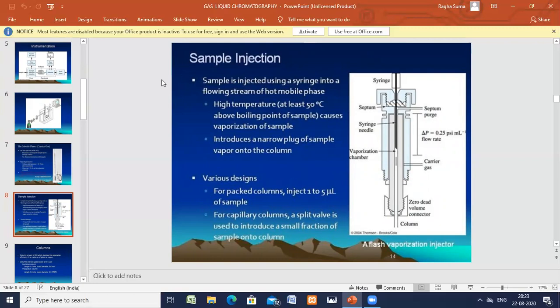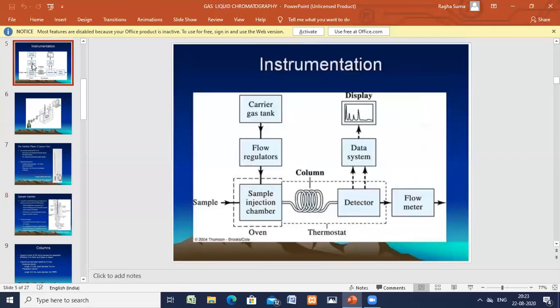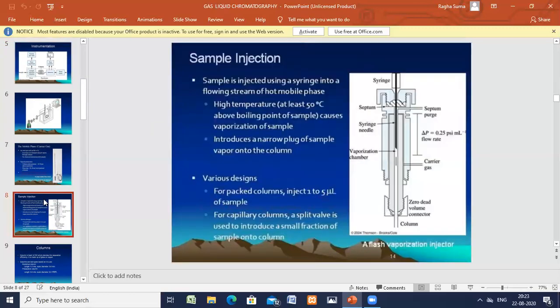Now the sample injection port. We have seen about the mobile phase and the flow regulators. Now, sample injection port. Sample is injected here through the syringes, into the flow stream. You can see, through the syringes.